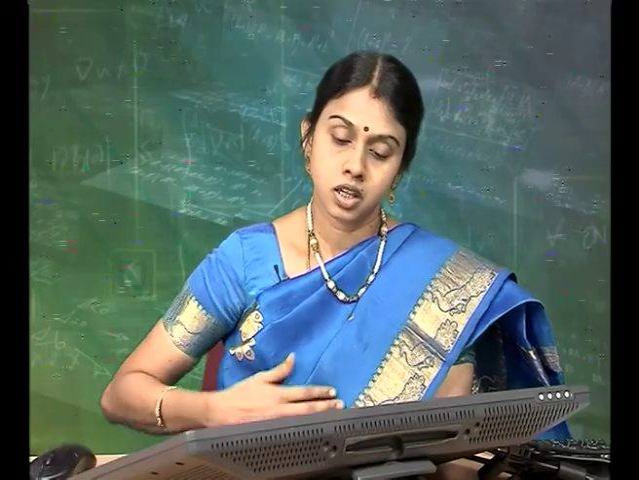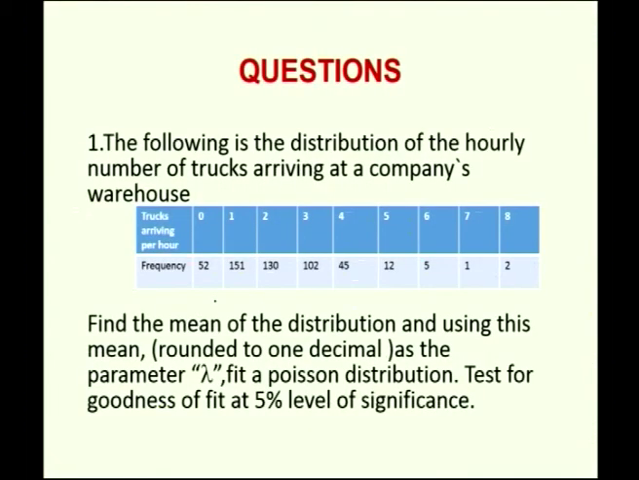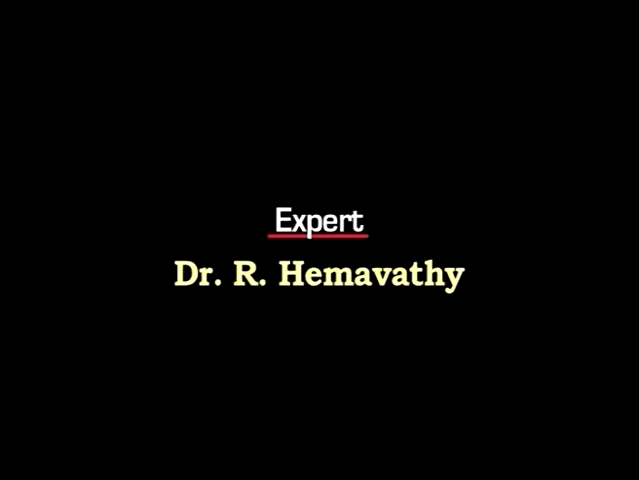Based on the discussion in this session, the following question is posed. Following is the distribution of the hourly number of trucks arriving at a company's warehouse. The number of trucks arriving per hour is taken as up to 8 per hour, and then the frequency of arrival is taken. Find the mean of the distribution, and using this mean as the parameter lambda, fit a Poisson distribution and test the goodness of fit at 5% level of significance. Thank you.